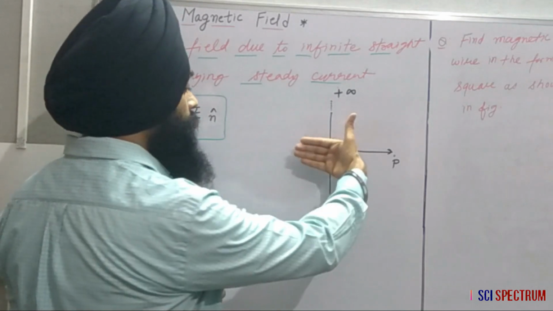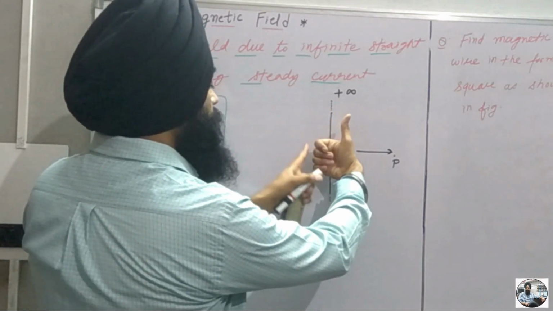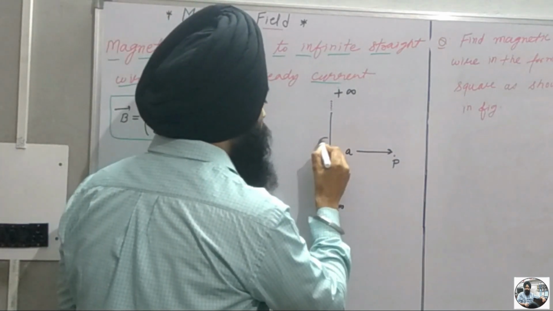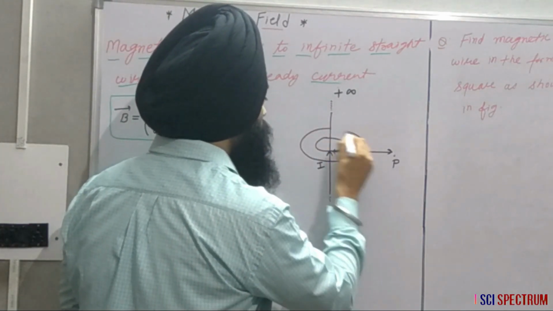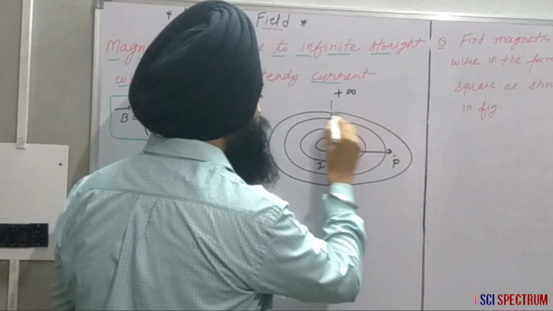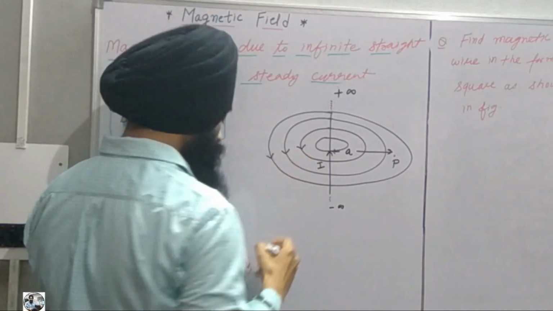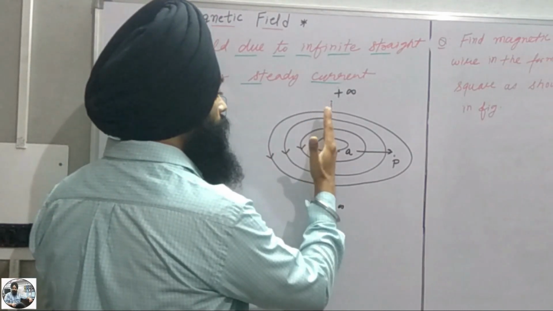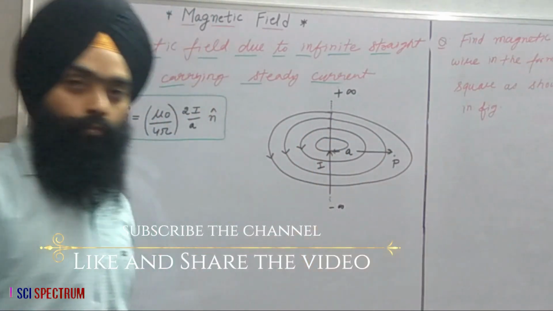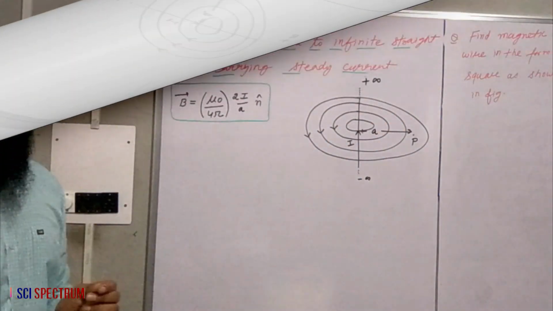If I hold this wire like this, the thumb gives the direction of the current and these fingers give the direction of the magnetic lines of force. So the magnetic lines of force are circular rings around this straight wire and the direction is given like this. The circular rings go on increasing in diameter or radius as we move away from the wire. So this is the expression due to the conductor which is of infinite length.